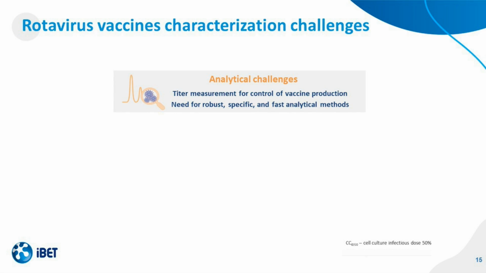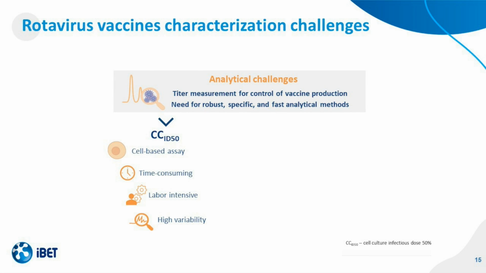For the case of rotavirus vaccines and so many other vaccines, there is a demand to improve analytical tools, in particular virus titer measurements. Traditional potency assays, such as cell culture infectivity dose at 50%, also known as CCID50, present several drawbacks, being typically time-consuming, labor-intensive, and also presenting a high variability.